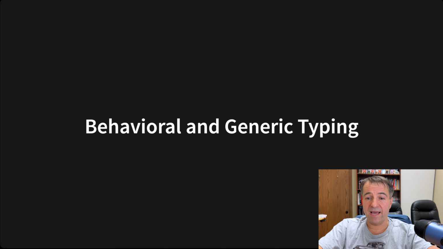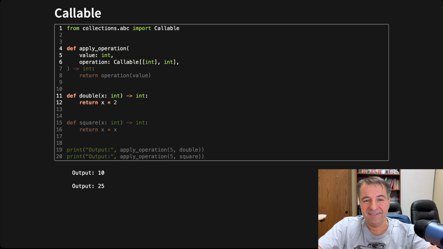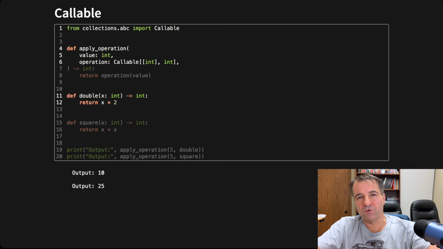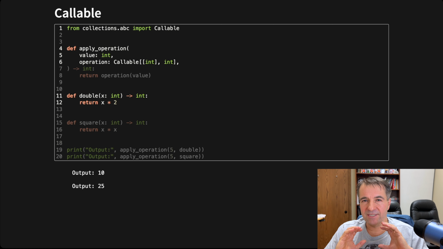So let's move on. Behavioral and generic typing. This is an interesting type of type. So firstly, let's look at callable. I don't know if you're familiar with the strategy pattern. Strategy pattern is where you're sending functionality into another function to execute. This is a good example of that.